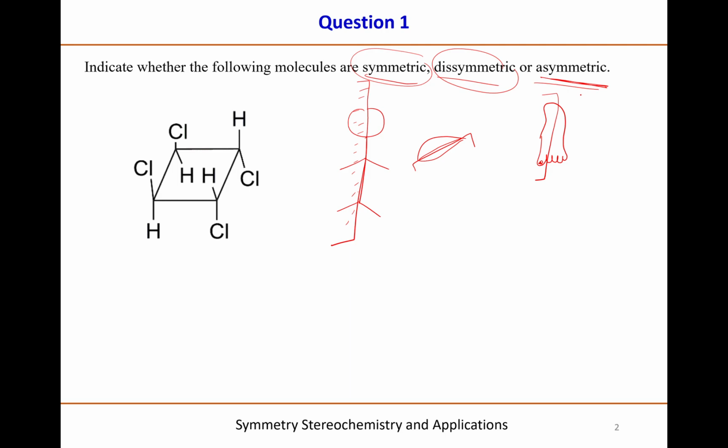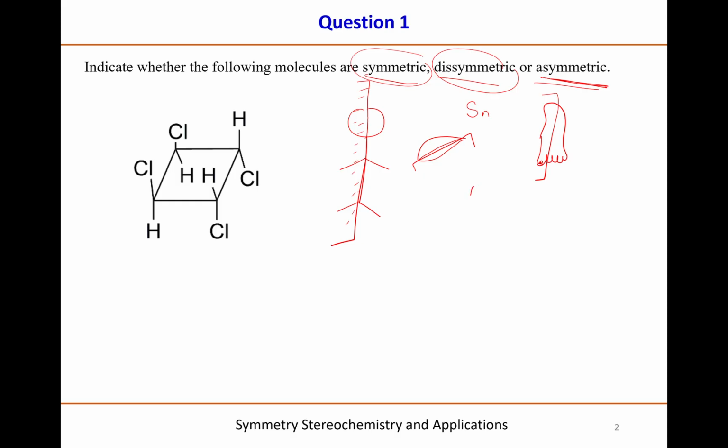Now let's talk about dissymmetry. Dissymmetry is a type of asymmetry where the molecule lacks a plane of symmetry but still has some other symmetry element. Suppose in a dissymmetric molecule, Sn is present. Sn is an improper axis of symmetry, that means reflection followed by rotation.